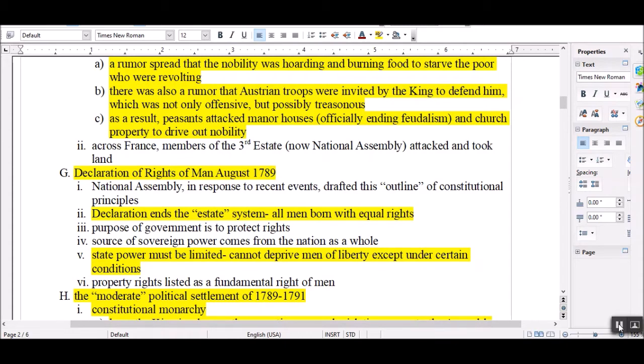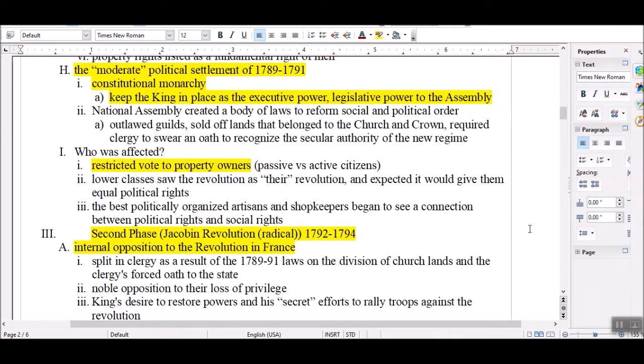So that leads us to the moderate political settlement, 1789 to 91. So for a couple of years, things are going to chill out. Not much of a revolution. You had this great fear, this uprising from your peasantry, some legal changes, and then things kind of chill.